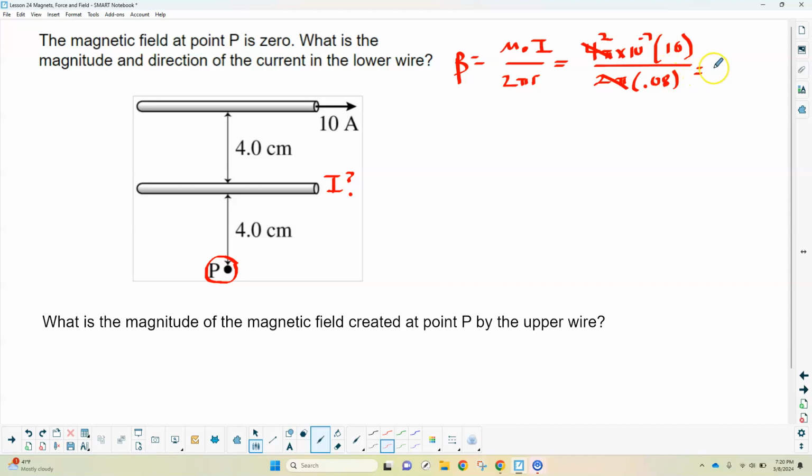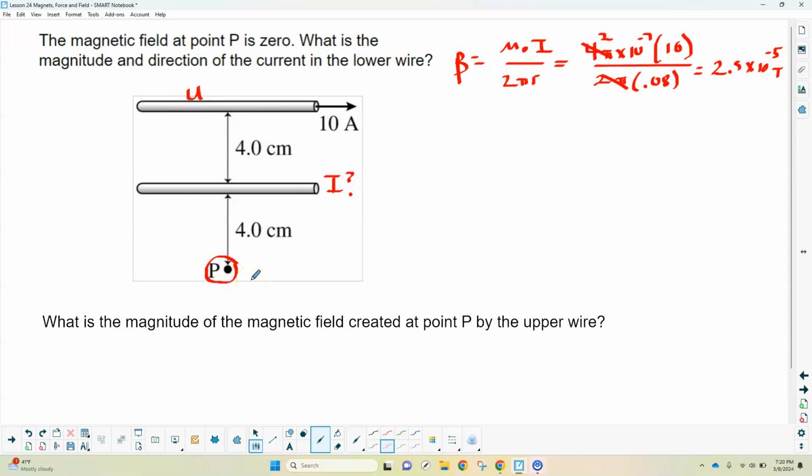So that value is something like 2.5 times 10 to the negative 5th Tesla. So that's the magnetic field strength from the upper wire at this point.